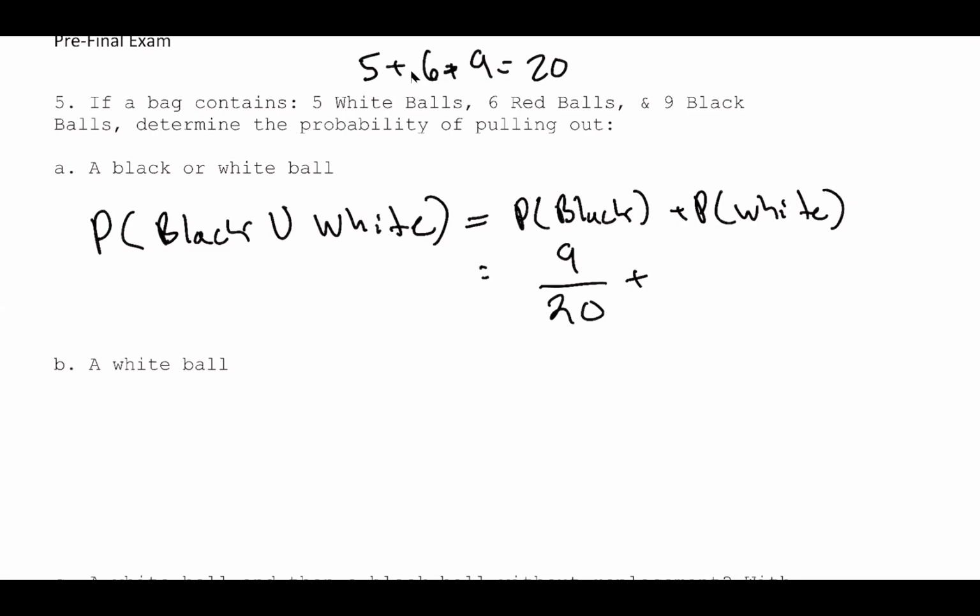Cool. So we do 9 divided by 20, and then we add that to the probability that the ball is white. The probability that the ball is white is 5 out of 20. So if you do 9 over 20 plus 5 over 20, you get 14 over 20. Let me do that. So if you do 14 divided by 20, you get 0.70. All right, and that'll be it for A. Any questions in regard to A?